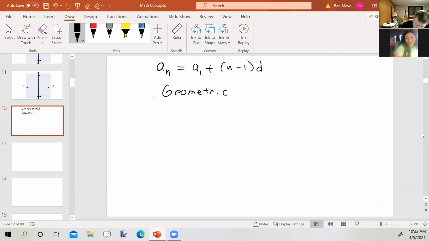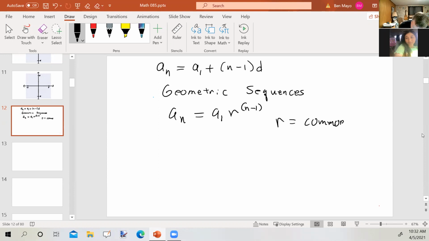All right, today we're going to look at geometric sequences, and they are of the form a sub n equals a sub 1 times r to the n minus 1 power. So we're multiplying here, a sub 1, the first term, times r. R is going to be known as the common ratio, okay? Anyway, r is the common ratio.